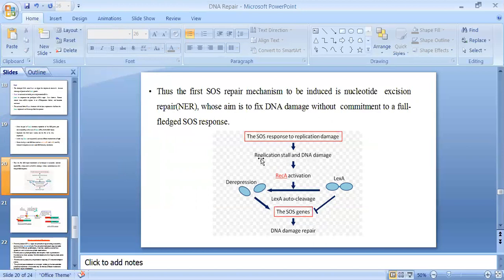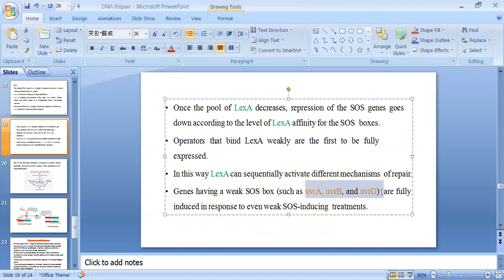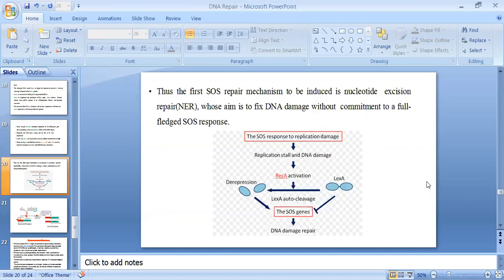So in this picture also you can see the SOS response. There is DNA damage, replication stall and DNA damage. RecA protein is activated, LexA repressor undergoes autocleavage. Then the SOS genes in the SOS box, UvrA, UvrB, and UvrD, these three get activated, followed by initiation or induction of nucleotide excision repair. Then the DNA damage will be repaired. That is all about the SOS repair mechanism of damaged DNA. Thank you.